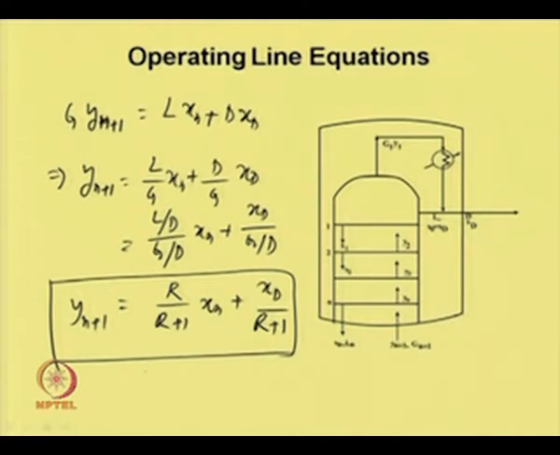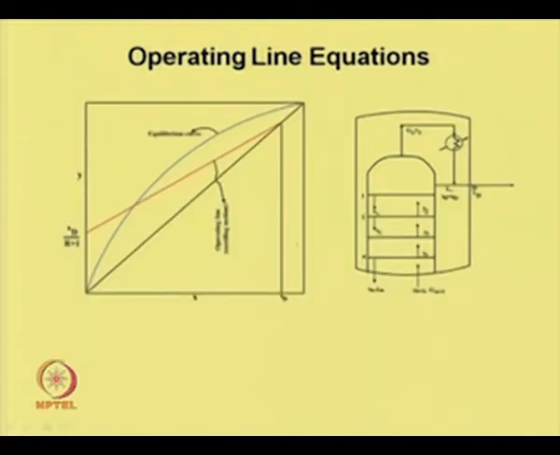If we know the slope R by R plus 1 and if we know the point x d, then we can plot the operating line. So, this is the point x d and we know the slope, then we can plot the operating line. And another simpler way, instead of taking the slope, we know x d by R plus 1. So, the reflux ratio is known, x d is known to us. So, we know the intercept. So, using this intercept and this x d point, we can plot the operating line for the rectifying section.